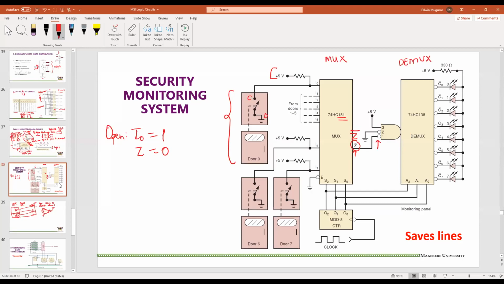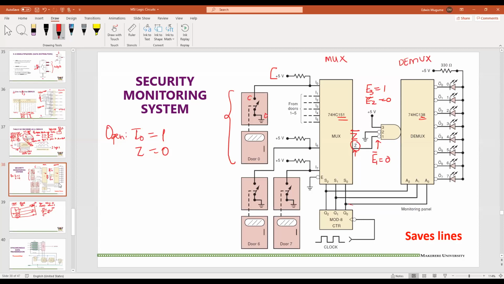We can see that this is our 138 demultiplexer, or what we call the decoder. You can see that E3 is 1, E2 is 0, permanently. And so here E1 would also be 0. If it is 0, it depends.